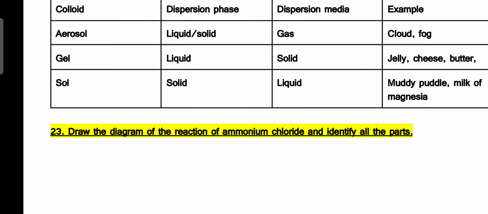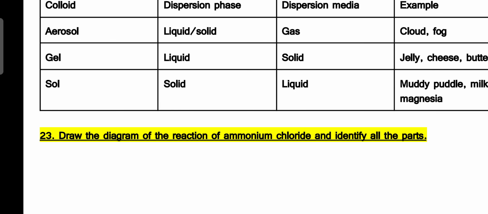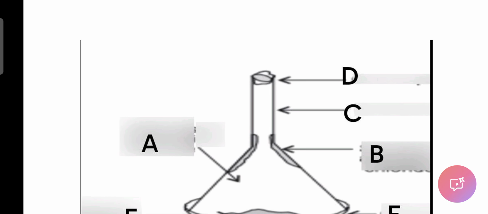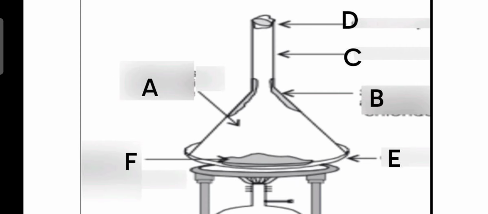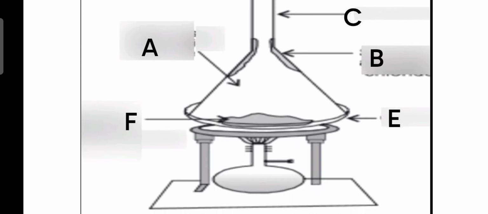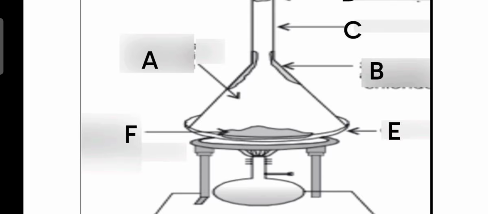Now let us consider the next question, that is, draw the diagram of the sublimation of ammonium chloride when heated, and identify the parts. Let us consider the diagram first. Just observe the diagram. You have a setup in which there is a heating object, a burner at the base, and on top a tripod stand.